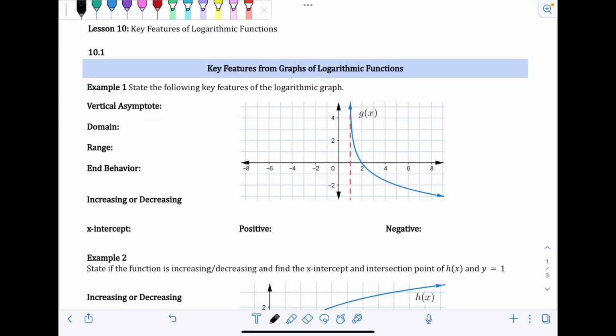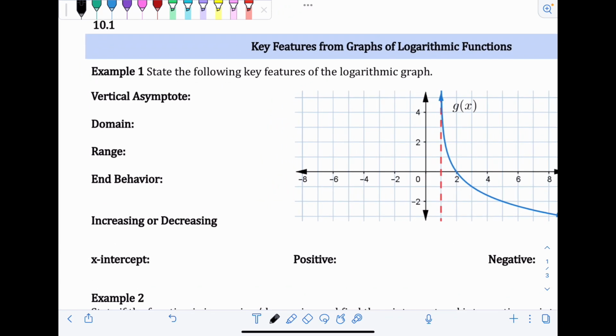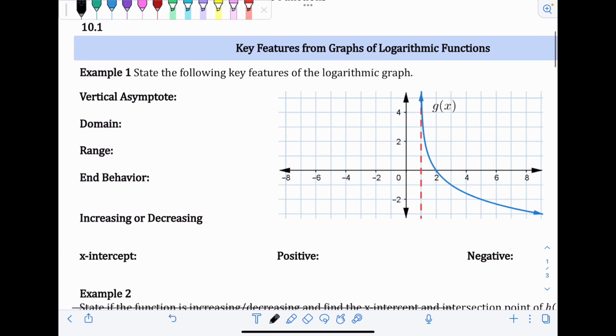Lesson 10 is key features of logarithmic functions, and in 10.1 we're going to be identifying key features from a graph. So example 1, state the following key features of the log graph. So starting at the top with vertical asymptote.